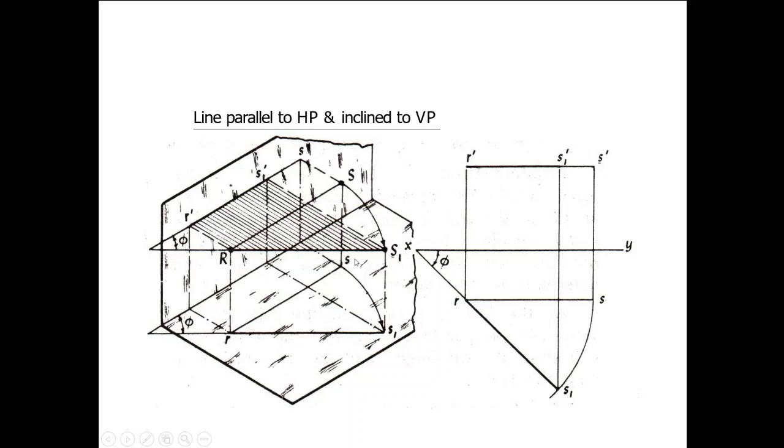So first we will draw the top view because it is making an angle theta. Where will we see the angle when the line is parallel to HP and inclined to VP? The inclination will be seen in the top view. So first we will draw the top view. This will be the top view.